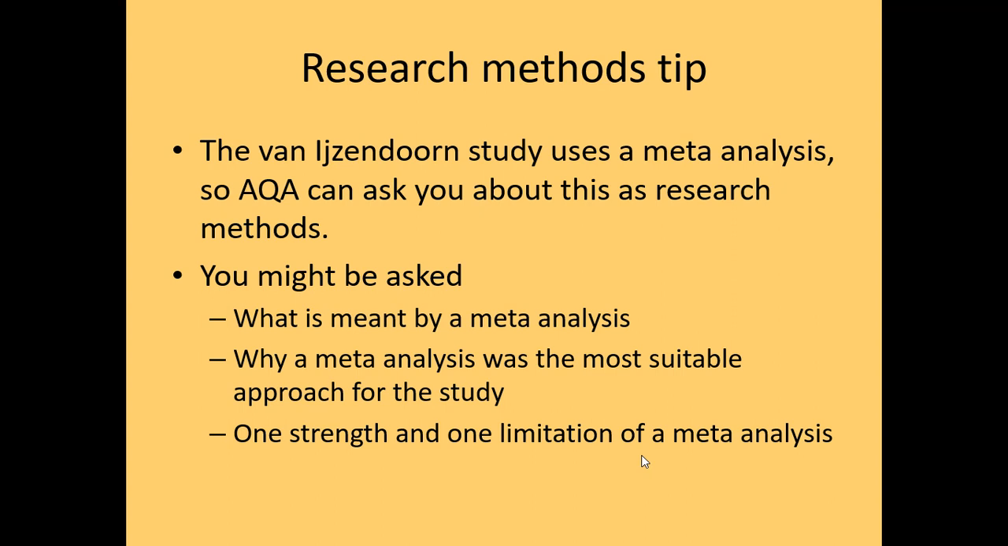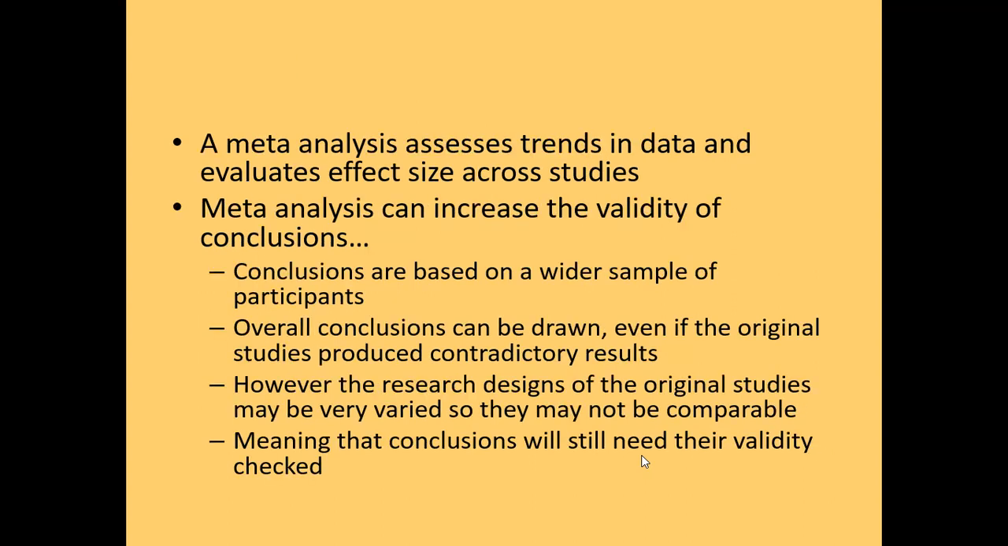All of this could come up either in research methods, and you would link it back to this Kroonenberg study because it's the easiest one to remember that's a meta-analysis, or this could come up in attachment because that's the direct link to this cultural variation study. So it's just worth noting a meta-analysis assesses trends in data and evaluates the effect across studies. So it takes lots of research and sees whether there's a trend in that research.